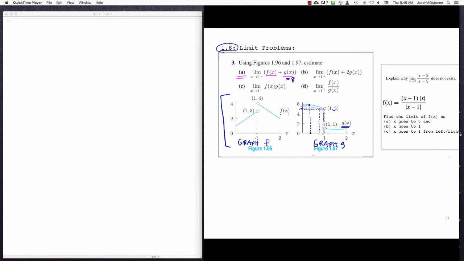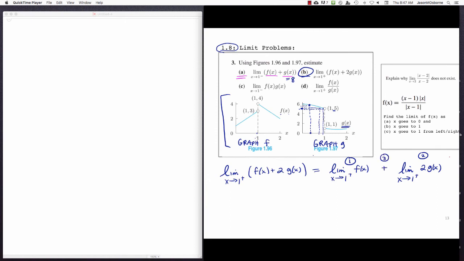All right. Let's take a look at number B. Okay. Properties of limits will say that the limit as x goes to 1 from the right of f of x plus 2 times g of x, we can turn this into the limit as x goes to 1 from the right of the function f of x. Do that problem first. Then do a second problem, the limit as x goes to 1 from the right of 2g of x. That would be our second problem. Okay, and then third step would be to add the two together.